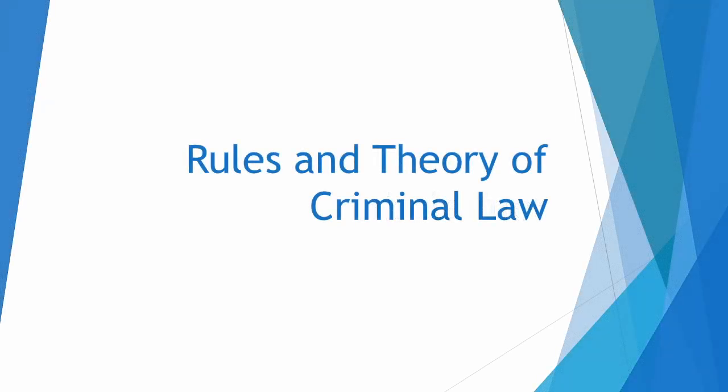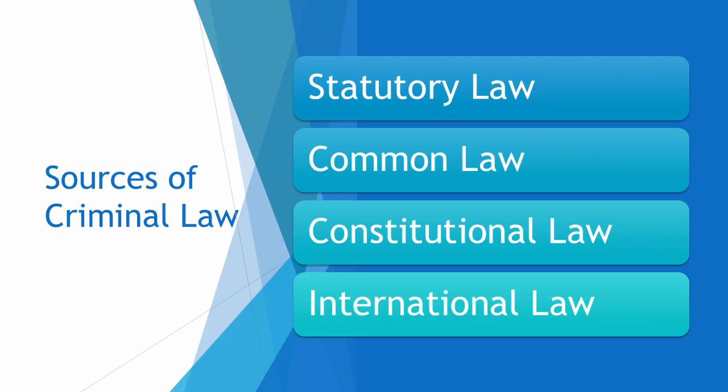A crime is an act or omission that violates the law and is punishable by the state. There are many sources, principles, and purposes of criminal law. There are 4 sources of criminal law, which are statutory law, common law, constitutional law, and international law.